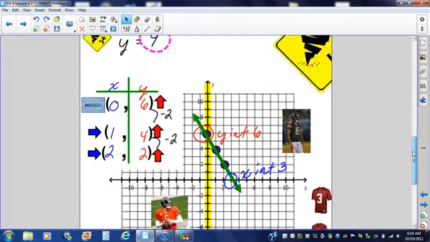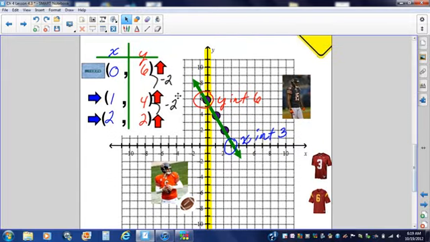You can graph it on your graph paper. Here we go. 0, I freeze. 6, I go up. Put a dot at (0, 6).